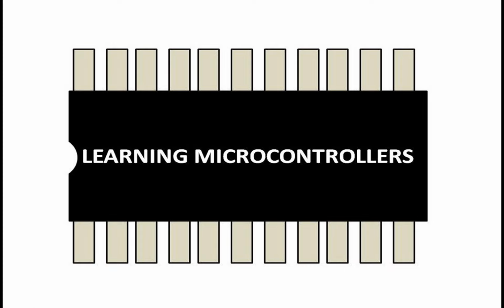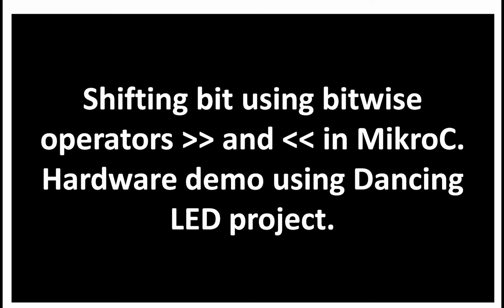Hello guys, welcome to learning microcontrollers. In this video, I will show you how you can use the bit shifting operators in MikroC. There are two operators, one to shift right and one to shift left. Double greater than is to shift right and double less than is to shift left. That's all. And I will give you a hardware demo using 4 LEDs.